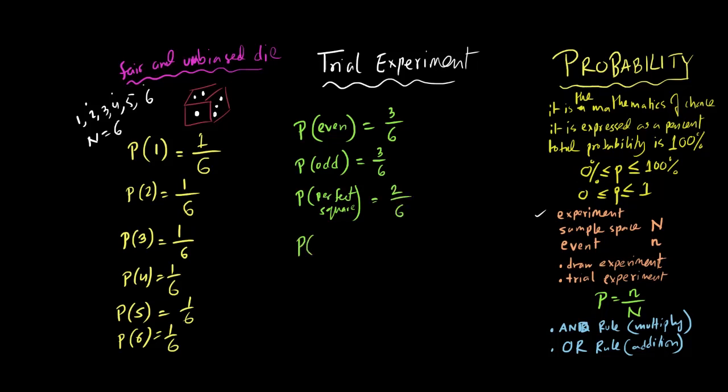And then find the probability that it will be a prime number. We know a prime number is a number greater than 1 that cannot be divided by any other number. So 2 is a prime number, 3 is a prime number, 5 is a prime number. So it is 3 out of 6. So these are some of the most basic questions when you have a die that is thrown once.